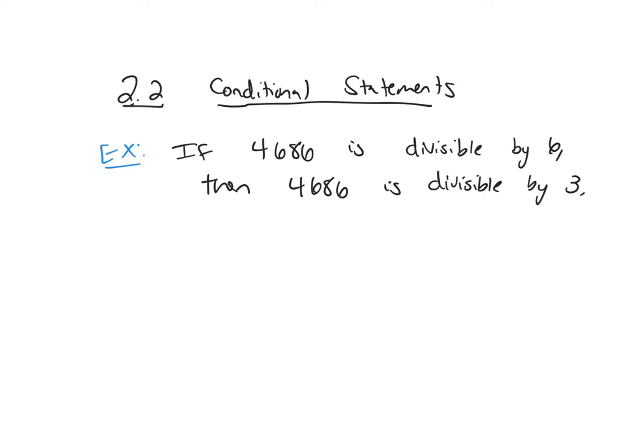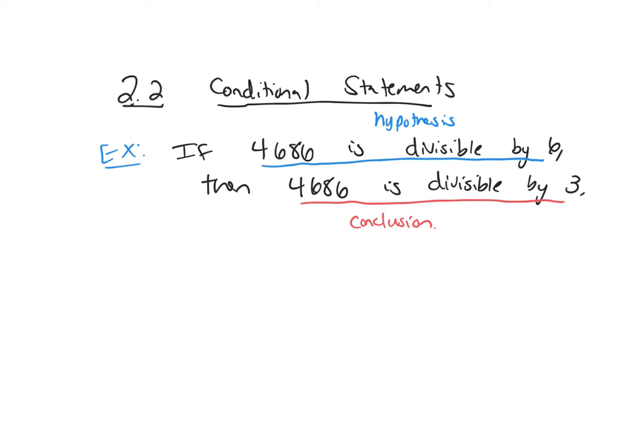So the first part of the statement, the part after the if, we call that the hypothesis. And then the part after the then, we call that the conclusion. And the way we notate a conditional statement is with an arrow from the hypothesis to the conclusion. So this means if P, then Q.